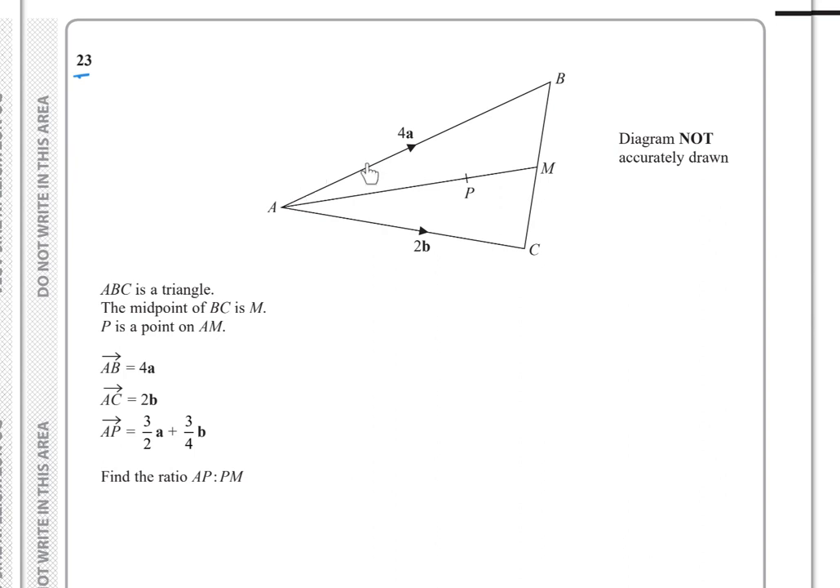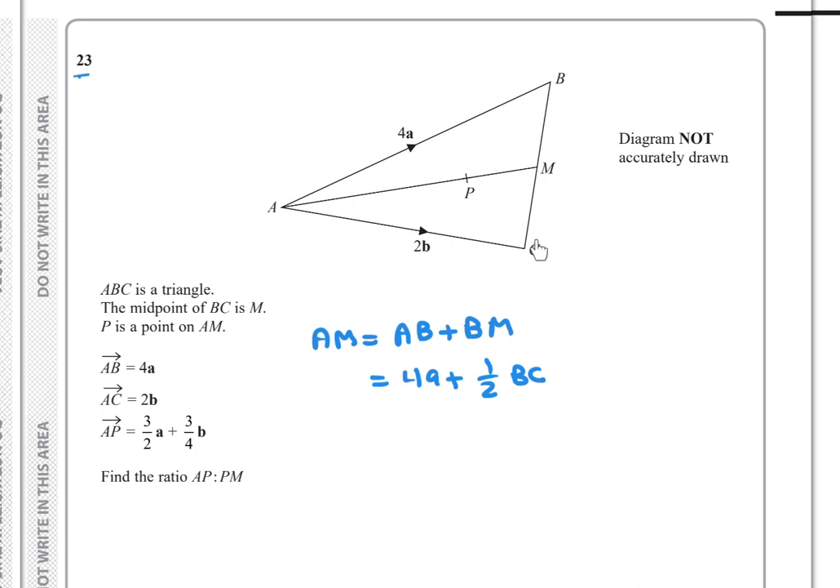We can find AM and we have AB. Then if we find the ratio between AB and AM, we can find the ratio between AB and BM. First, to find AM, AM equals AB plus BM. AB equals 4a, so 4a, plus BM. Because M is the midpoint, BM equals half BC.